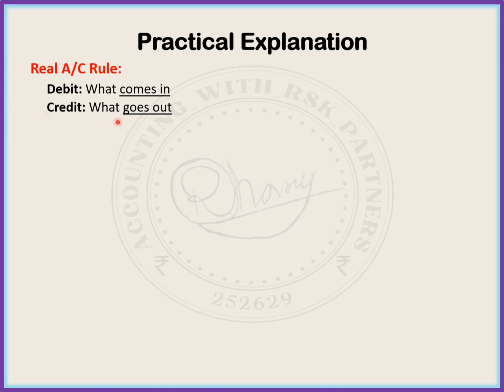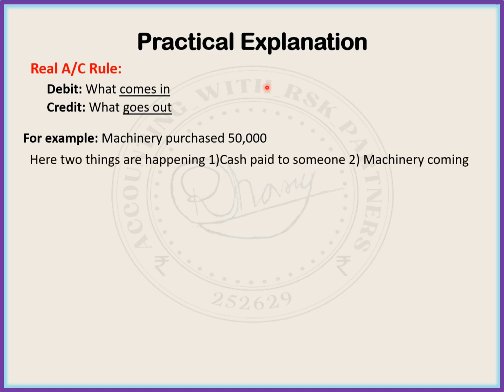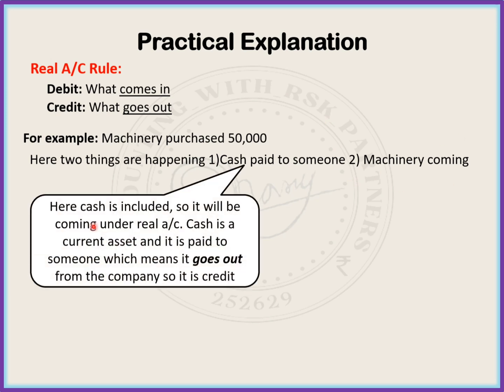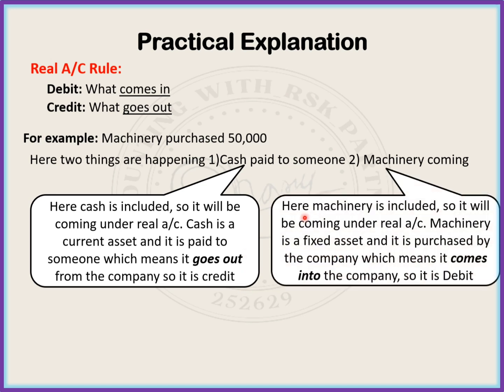Okay, for example, machinery purchased for 50,000 rupees. Here two things are happening. One is cash paid to someone, another one is machinery coming into our company. In the first situation, cash is included, so it will come under real account. Cash is a current asset and it is paid to someone, which means it goes out from the company, so it is credited. In the second situation, machinery is included, so it will come under real account.